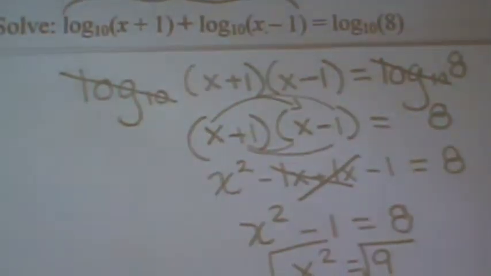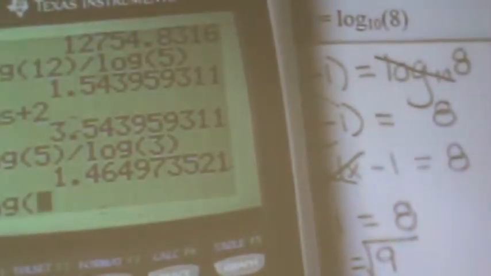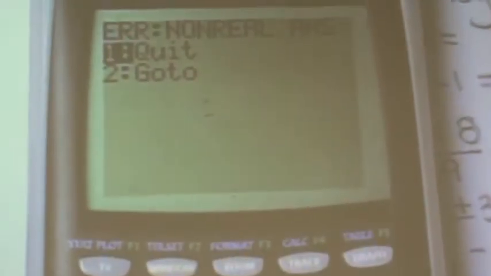If I take the log of negative 2, what do you think is going to happen? You're going to get it says non-real. It's not a real number. So this is called an extraneous answer. The only answer that will work is 3.